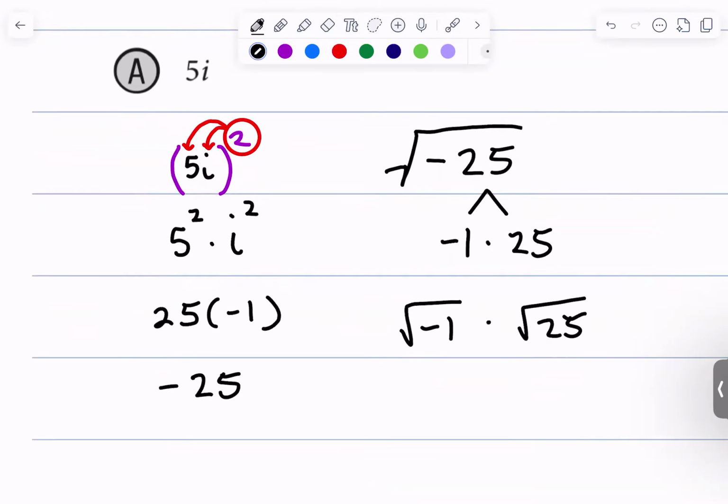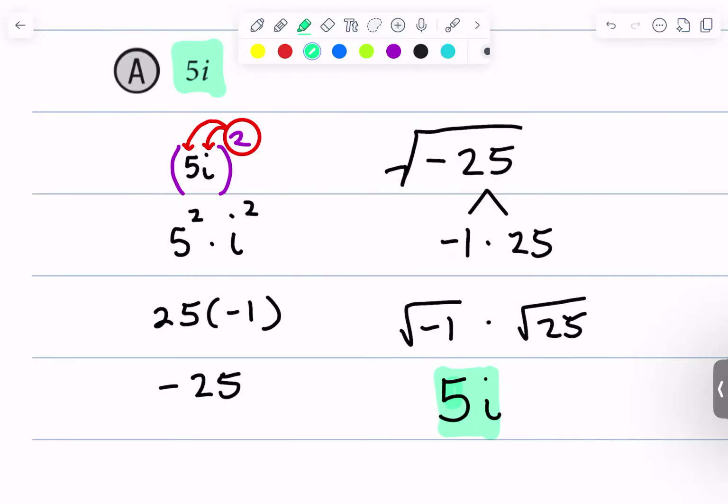What's the square root of negative 1? i. What's the square root of 25? 5. So notice that my answer and where I started are the same exact thing, right? That's why whenever we see a negative number in the square root in my solution, we are just going to simplify that by taking out the -1 and putting an i on it. Okay, that's the big idea for today.